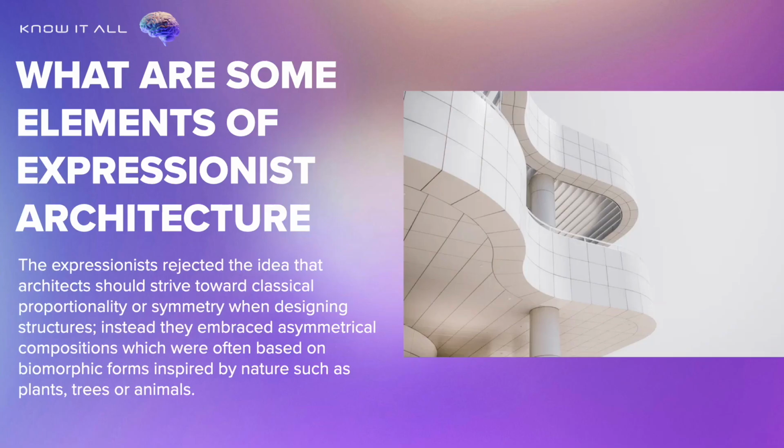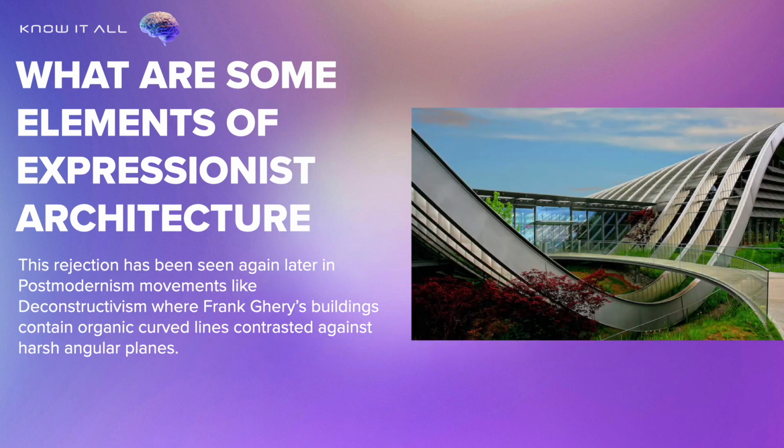The Expressionists rejected the idea that architects should strive towards classical proportionality or symmetry when designing structures. Instead, they embraced asymmetrical compositions which were often based on biomorphic forms inspired by nature such as plants, trees, or animals. This rejection has been seen again later in postmodernism movements like deconstructivism, where Frank Gehry's buildings contain organic curved lines contrasted against harsh angular planes.